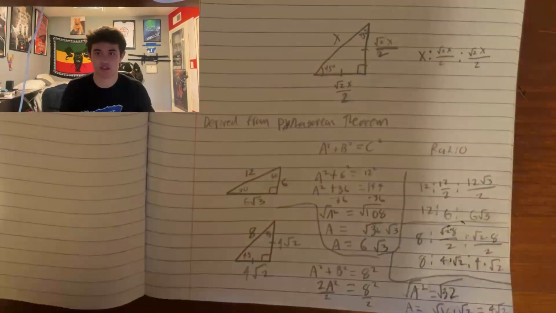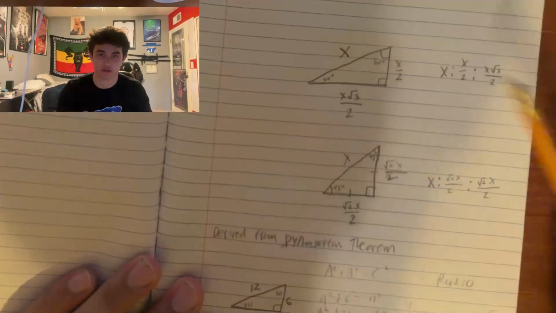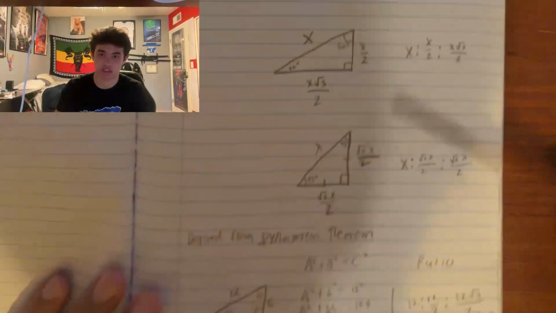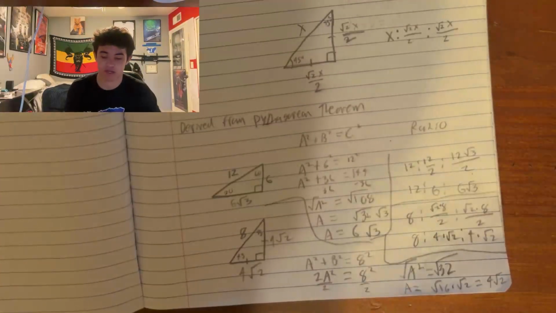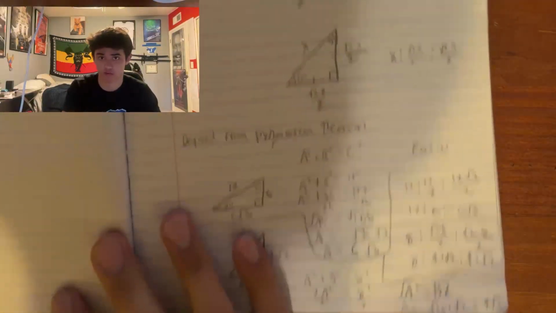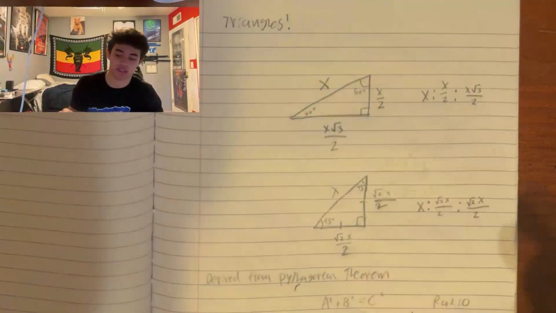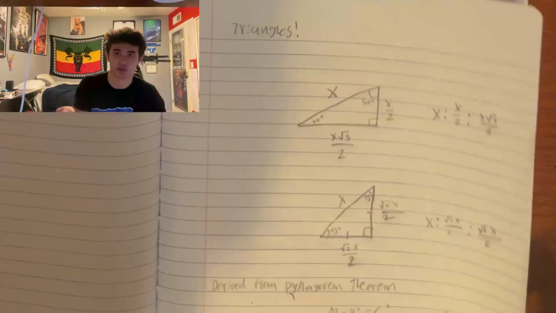Then we got the same answer. So basically these ratios are derived from the Pythagorean theorem. As you can see there, we got the same answers. So that's a good thing just to have in the back of your mind. So yeah, that's how you solve the 45, 45, 90 degree triangle and the 30, 60, 90 triangle. But why is this important?